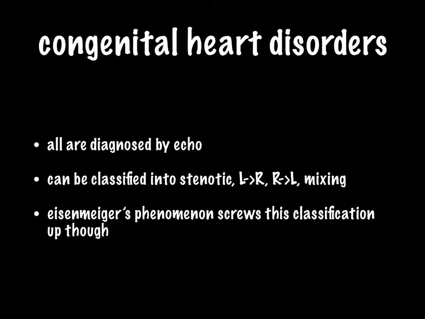So just a quick overview of congenital heart disorders. All are obviously diagnosed by echo. One way of classifying them is into stenotic lesions, left to right, right to left, and mixing. But there's something called an Eisenmenger phenomenon, which basically screws this classification up.